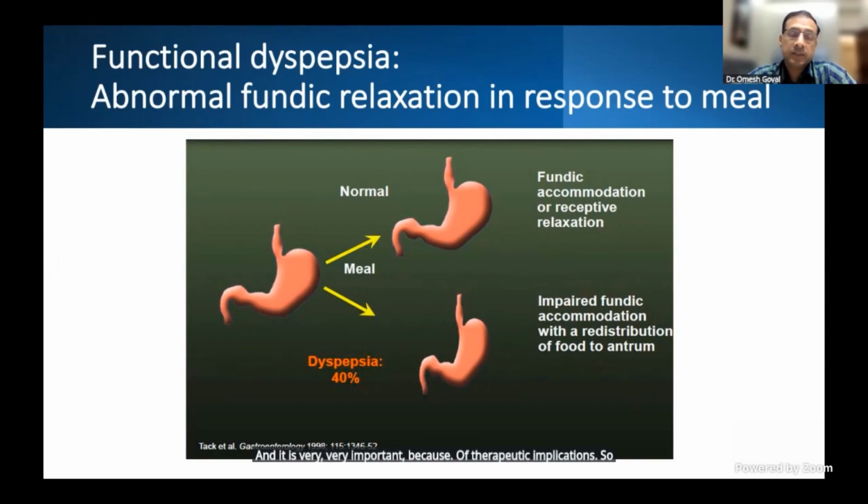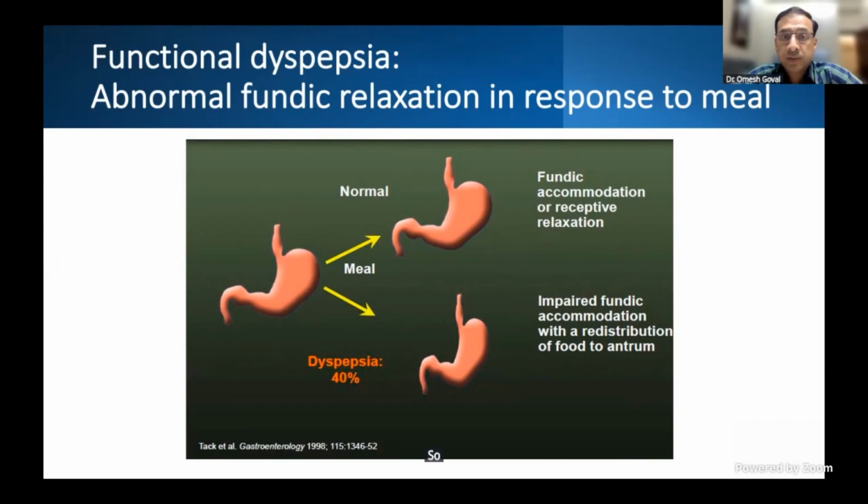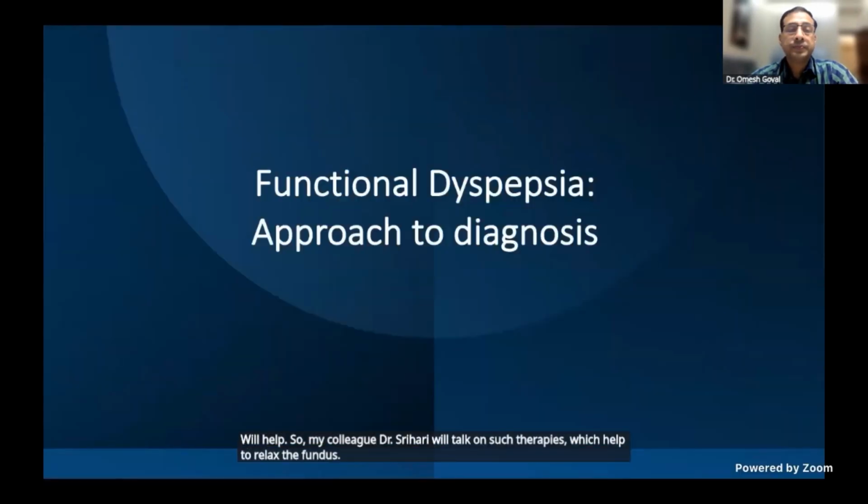Because of this problem, for treatment of such patients, any acid suppressive therapy will not help. Therapy which relaxes the fundus will help. So my colleague Dr. Srihari will talk on such therapies which help to relax the fundus.